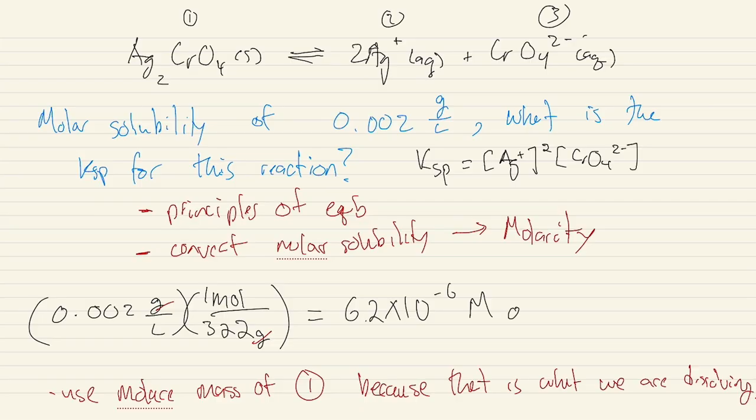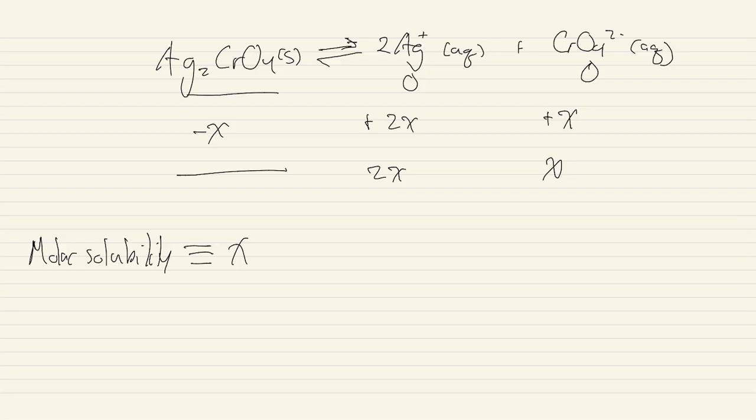All right, so this is the molarity of our silver chromate, Ag2CrO4. And so once we have the molarity, what's the next step after we've made this realization that X here just represents the molar solubility? We're trying to solve for the solubility product. We want to find KSP. So what do we need an expression for?